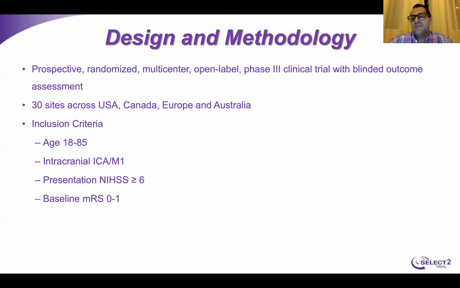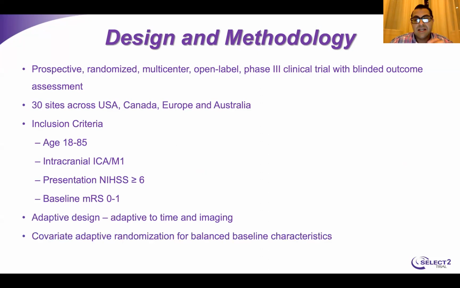Very similar to most of these 7 studies that were published back in 2015 that all had positive outcomes and showed us that we should be treating patients with mechanical thrombectomy. Now, it's an adaptive design, so it's adaptive to time and imaging. The last thing we want is to have a lot of patients in one time or the other, or a lot of patients to be chosen based on CT and not CT perfusion.